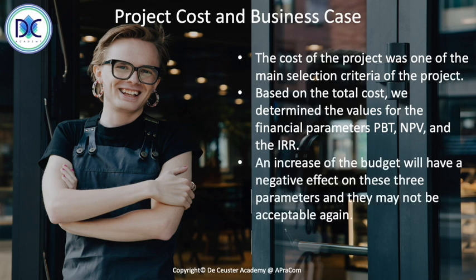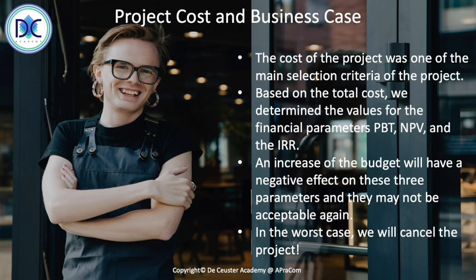When we see that the budget increases, we may conclude that there will be a negative effect on these three parameters, and they may not be acceptable anymore. In the worst case, we may have to cancel the project. We will just say our project is not able to make a profit. At the end of the planning step, we can see that, but also during project execution, we will have to evaluate how the cost performance of the project is going.